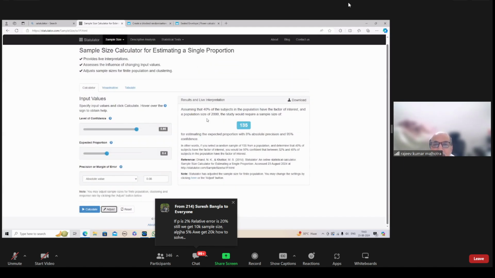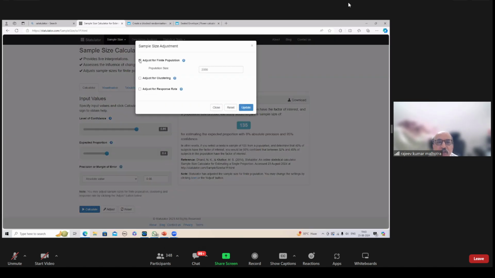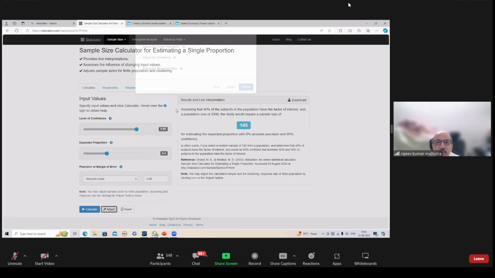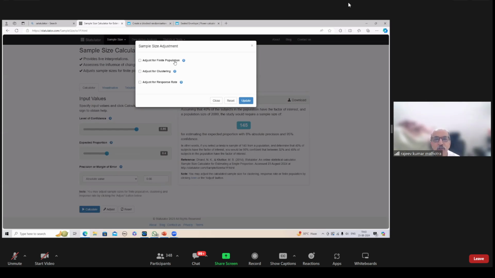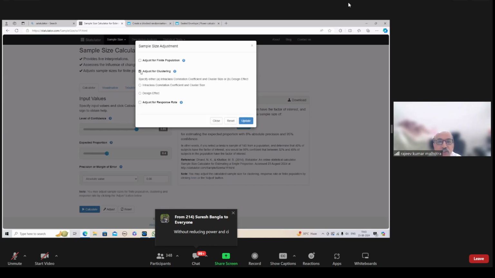So this is applicable for the finite population. If you uncheck that one, it will be the infinite population. So first is for the finite population, if you have a finite population. Other thing is adjusting for the clustering format. Like I told you, the clustering adjustment is there.